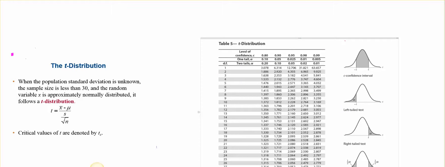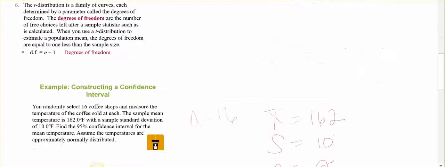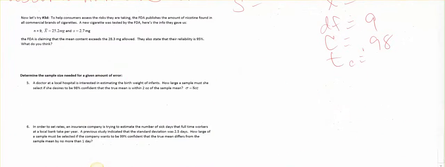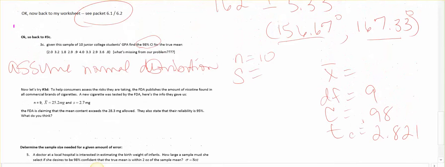So here we are looking at our table again, degrees of freedom of 9, confidence level of 0.98. Cross those two, I'm looking at 2.821. So we're just missing these two pieces right here.